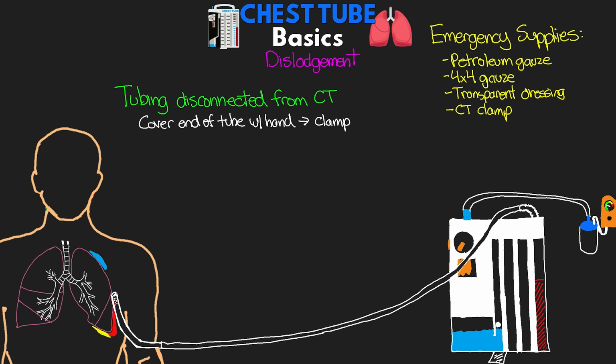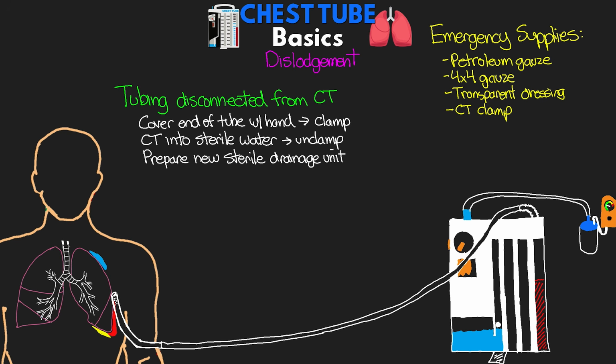Now from there, we want to take the end of the chest tube and insert it into sterile water, and then unclamp that chest tube. Doing this is going to reestablish that water seal and will buy us a little bit more time to get a new drainage unit set up. From there, we want to prepare that new sterile drainage unit and then get that reattached to the chest tube. And then make sure that you let the provider know immediately, and here you're probably going to be expecting a chest x-ray to be done.